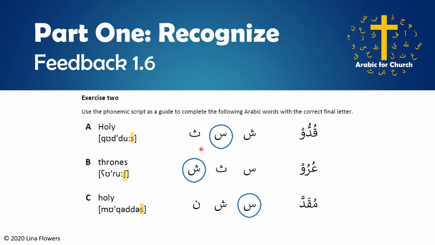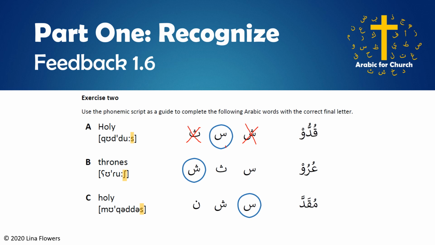So we look here. The first one is the sound sh. We're not going to use it. The one with the 3 dots is the sound sh. And not every letter that comes with the 3 dots is a sh. This one is a th, which we learned in 1.2. And so we have the middle one, sa, for Qudus.